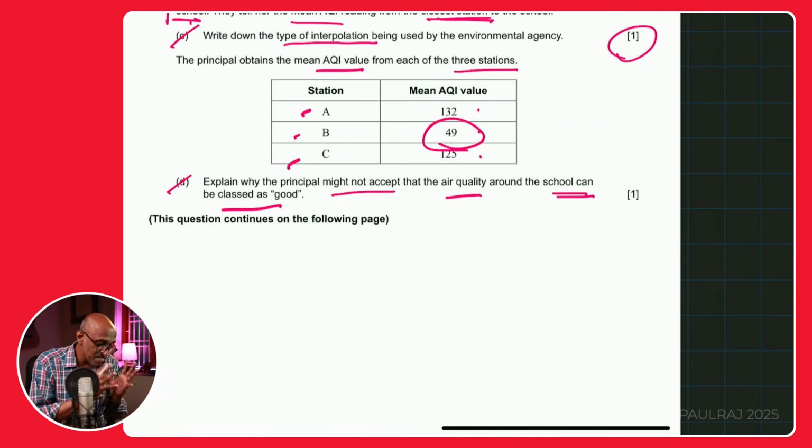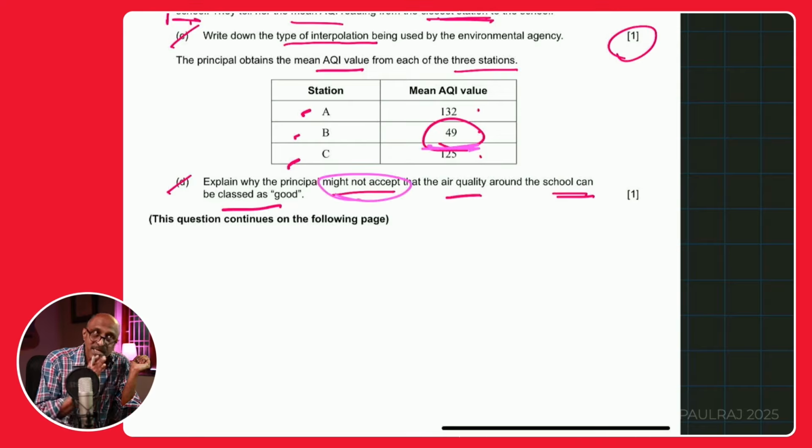All right. So although the mean value around B is 49, less than 50. What am I saying? Although the mean value from station B, or for the region around station B where the school lies, is 49, which is less than 50, and that's good, right? Although it is good, the principal is a good statistician. Why might she not accept this?